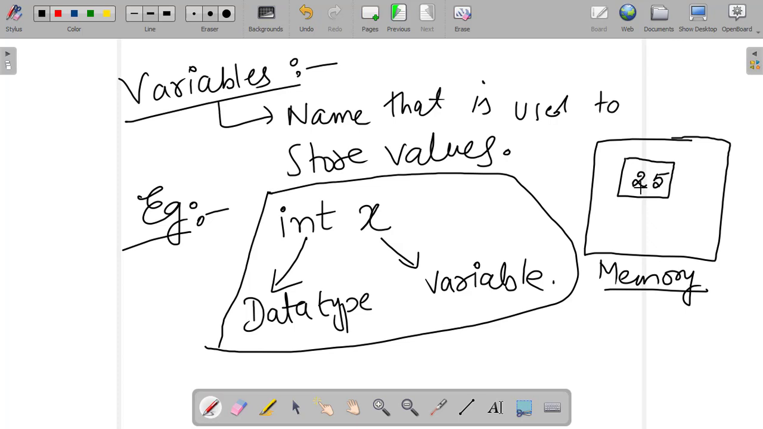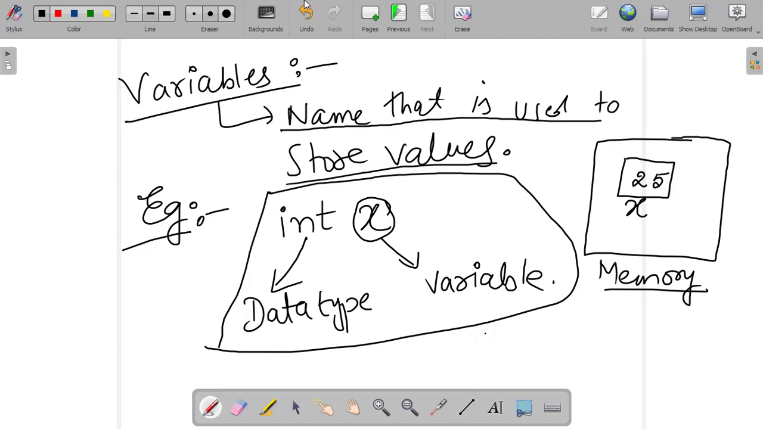And how do we identify this place? By using this x. So this is the variable name, this is x, that points to 25. Here see, this is the name which is used to store the value of 25 here. So this is the variable.